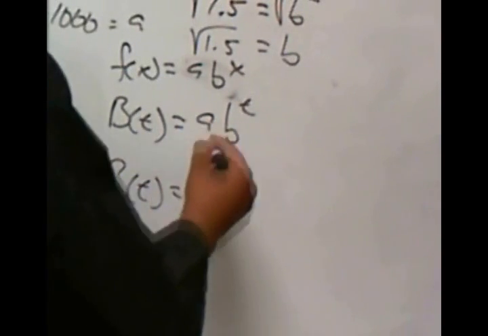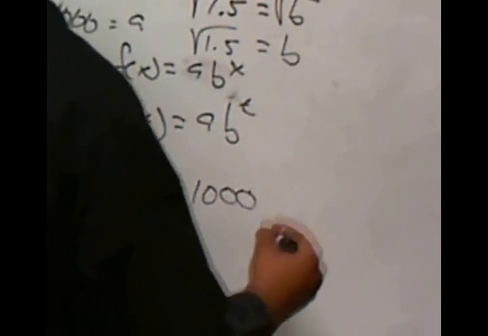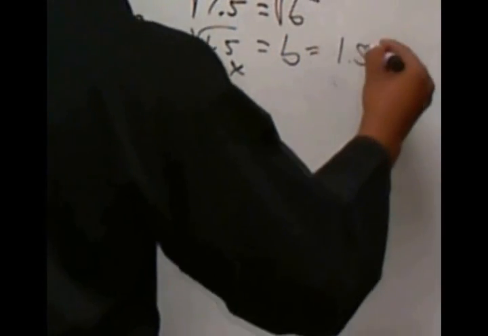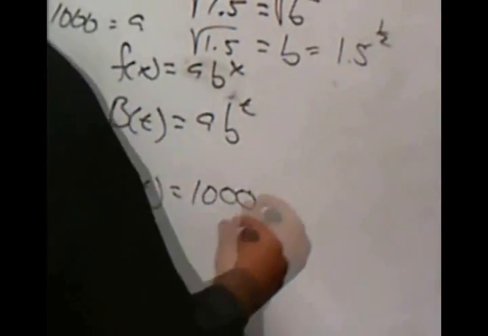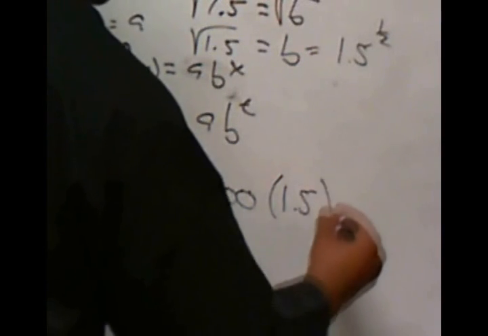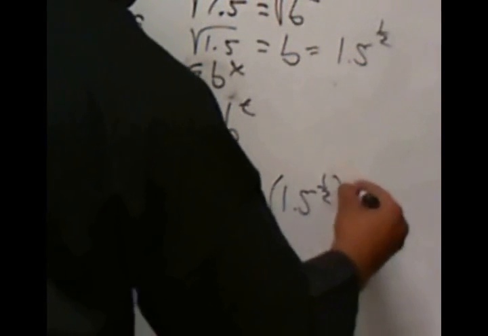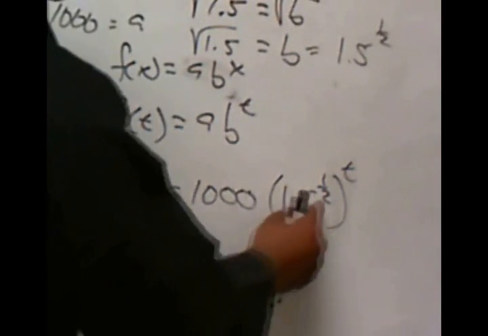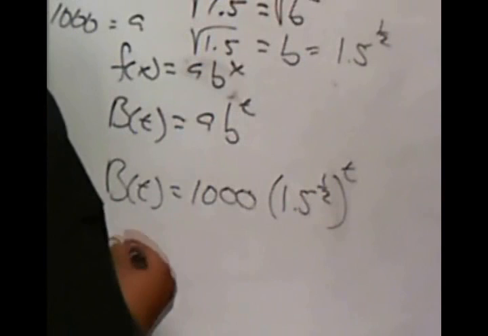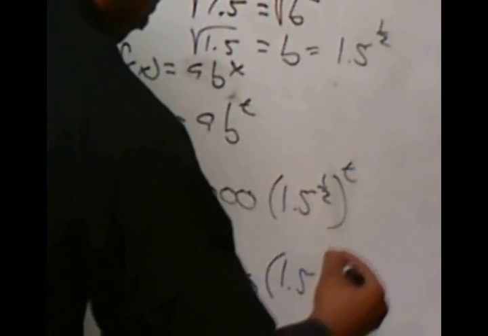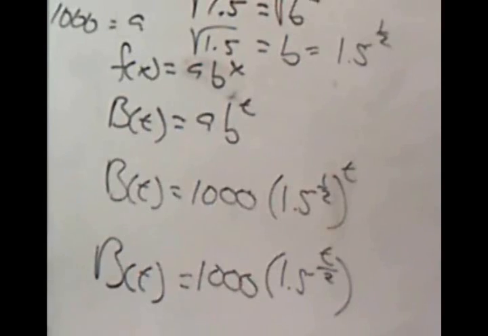And let's put in the values. a is going to be 1,000, and the base is going to be 1.5 to the 1/2 power. So let's put that on the inside, and all raised to the t. The reason why I did this instead of using the root is because I want to combine the t and the 1/2. And so we'll get 1,000 times 1.5 to the t over 2 power. And this is our model for our bacteria growth.